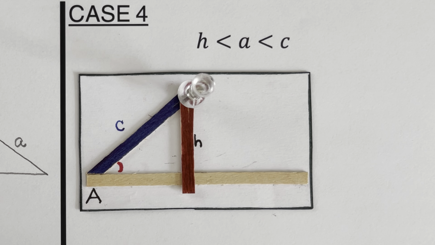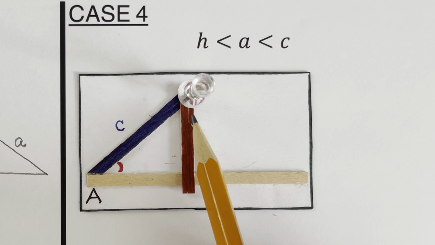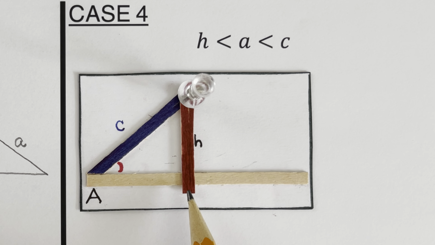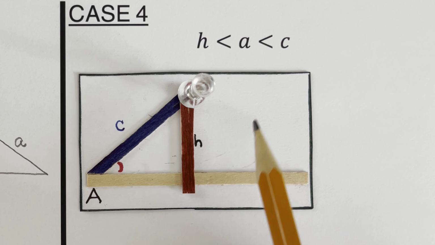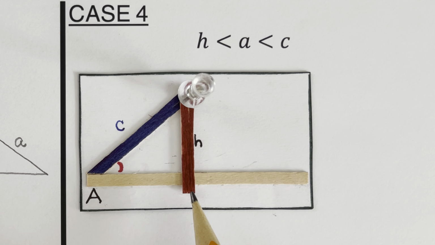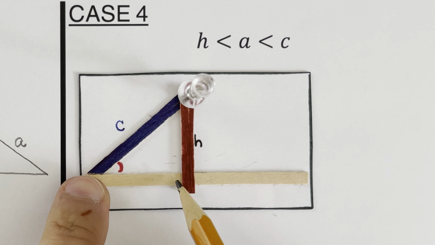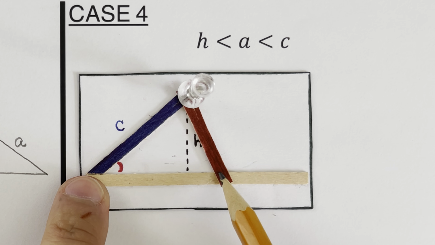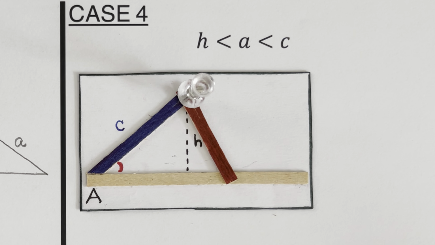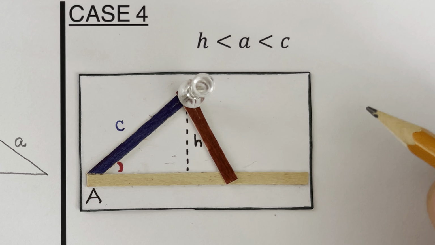What's going to happen here is that we cannot create a triangle out from here because this is longer than h, so no right triangle is possible. Now, if we swing this to the other side, we can create one triangle. So there's one triangle that we are able to create, and we can label that up here.